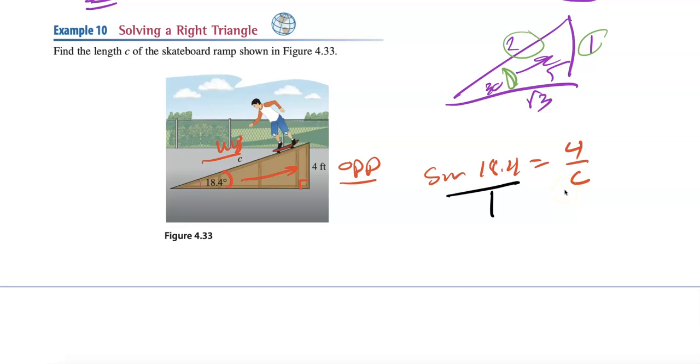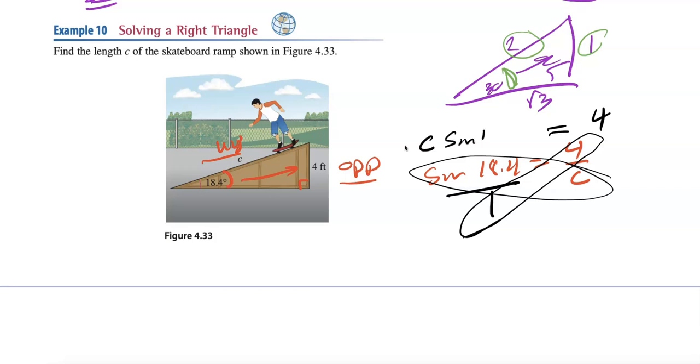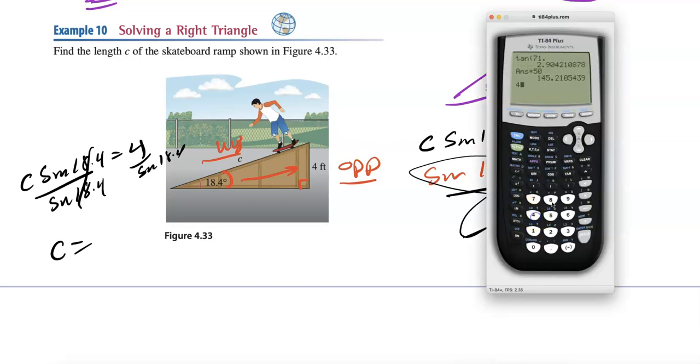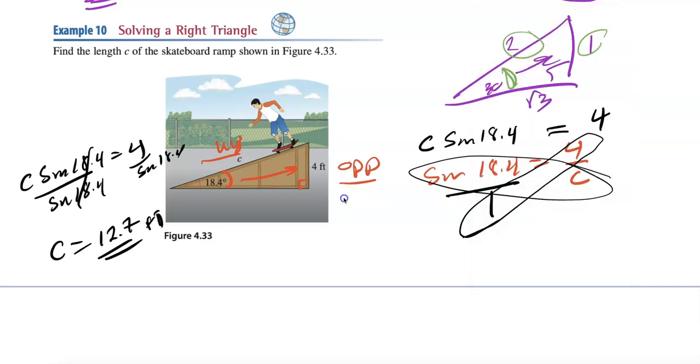Put this over 1. I'm going to cross multiply. So I get 4 on this side. Then we cross multiply these two, and I get c sine of 18.4. Then we're just going to divide by sine of 18.4 and do that in my calculator. So 4 divided by sine of 18.4, and I get 12.7, we'll say. So that's the length in feet. The ramp is 12.7 feet long. And that's the lesson.